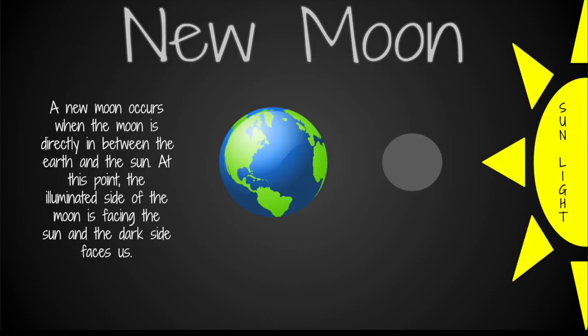So, obviously, we're going to start at the beginning. We have the new moon. The new moon occurs when the moon is directly in between the Earth and the sun. It's going to look almost like it is in a perfect line, right? So at this point, the illuminated side of the moon is facing the sun, and the dark side faces us.